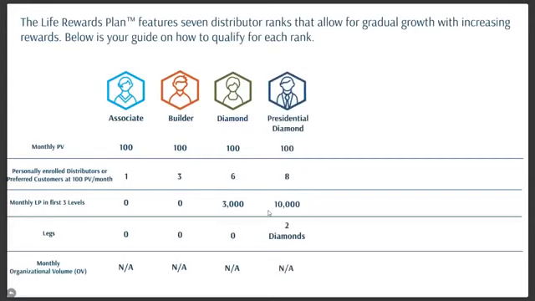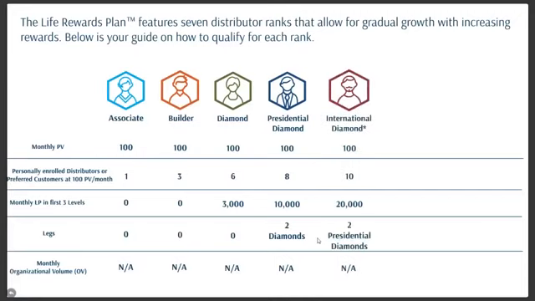The next rank is Presidential Diamond. You're going to have to recruit a couple more people as personal enrollees. Again, half of them have to be on your front line. The 3-level volume more than triples. It goes up to 10,000 PV. And then this is the very first rank where we have leg requirements. So you will need to have 2 distributors in your downline organization that are in separate legs that are achieving the rank of diamond during that month to qualify.